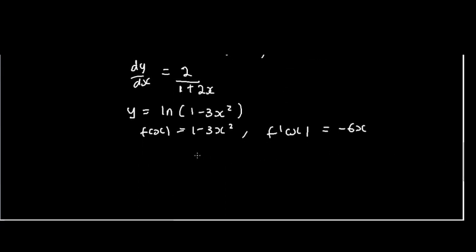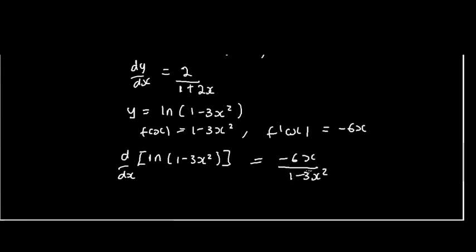And then the d by dx of our y, you can even write it in this format, d by dx of ln of 1 minus 3x squared, which is our y. This is the same as dy dx. It is equal to our f prime of x, which is negative 6x, divided by 1 minus 3x squared. So this is the derivative function of this function y, which is there.